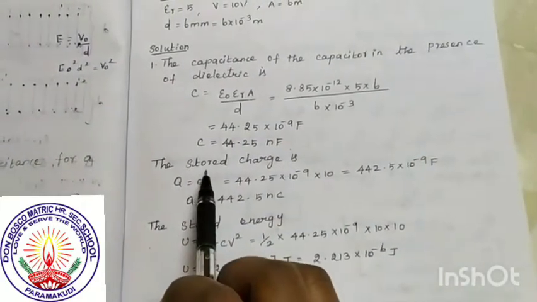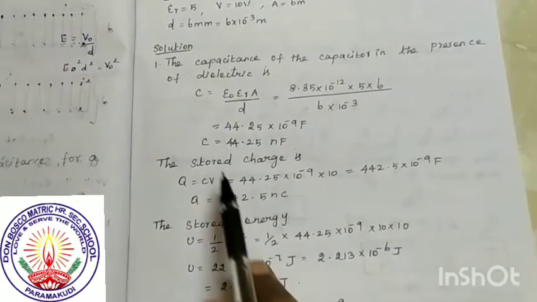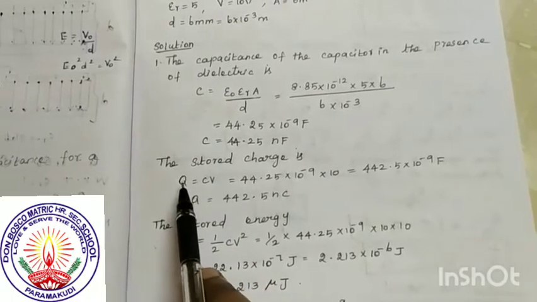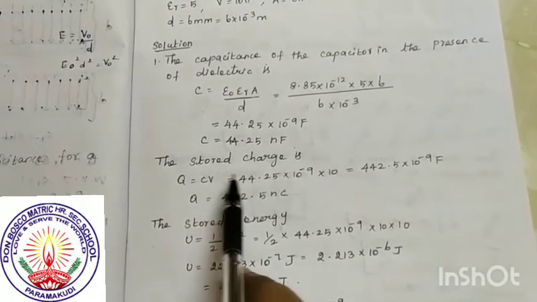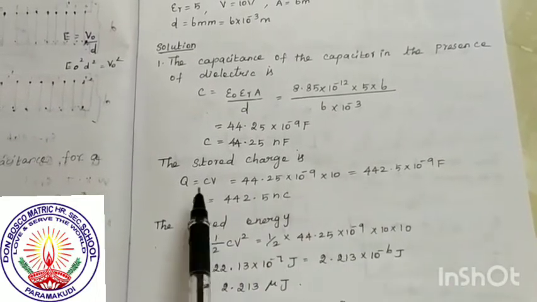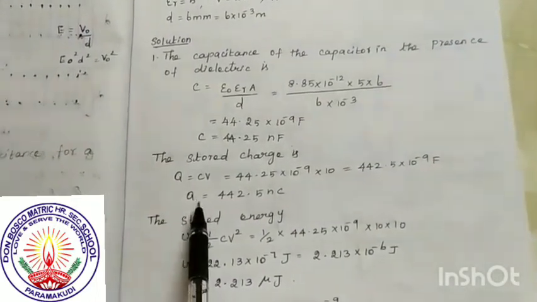Then the next term is the stored charge. To calculate this charge, we use the formula Q is equal to C into V. We know the values of C and V. So substitute them in this equation and we get the charge Q.